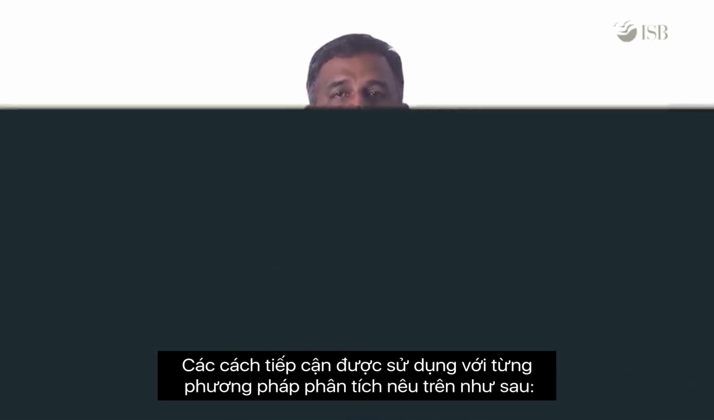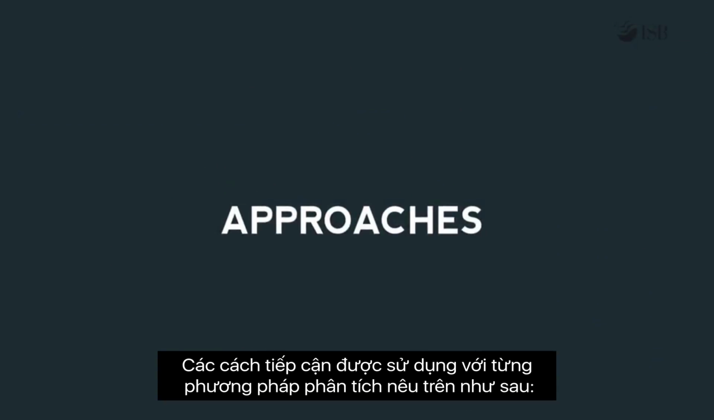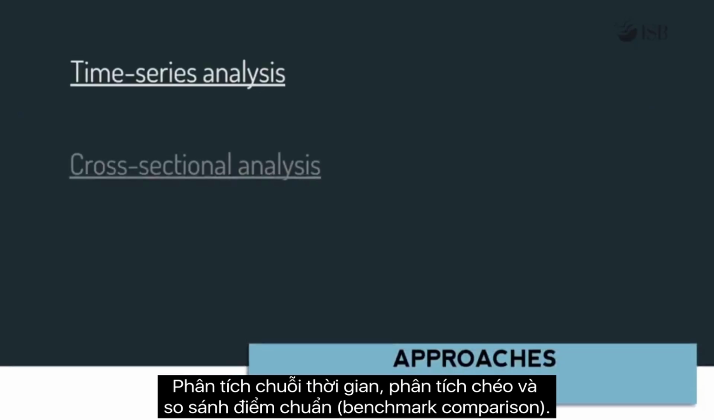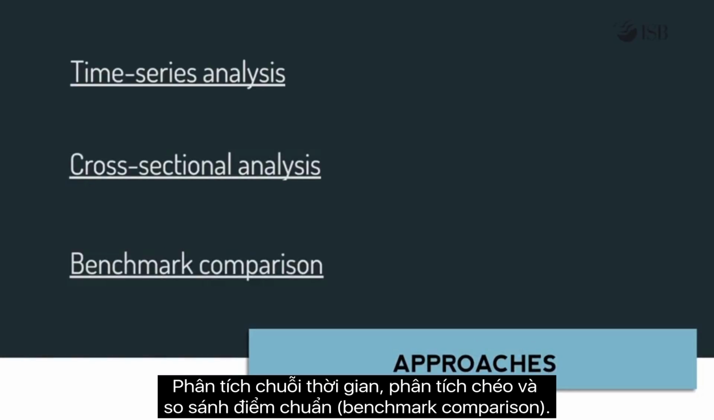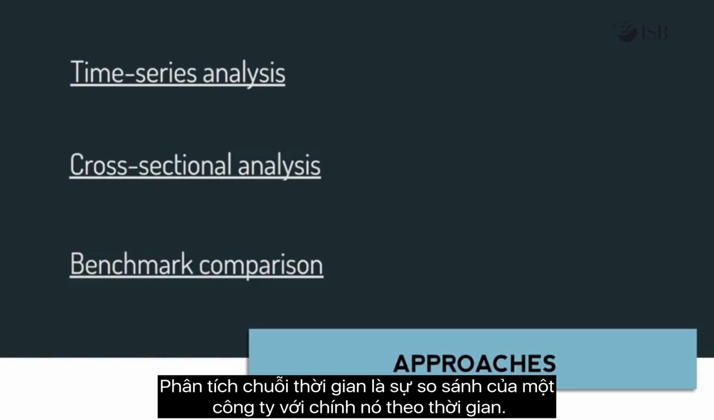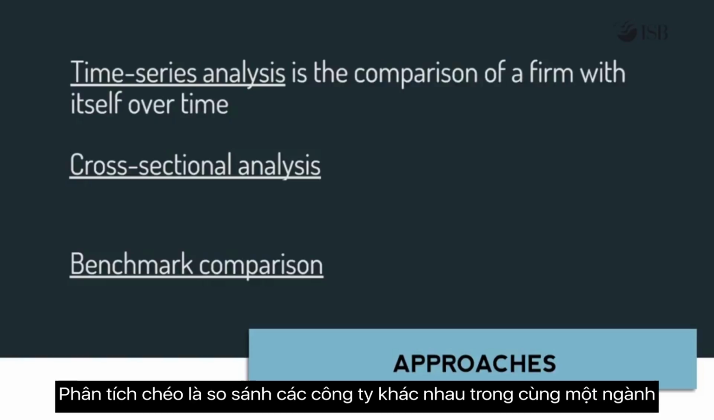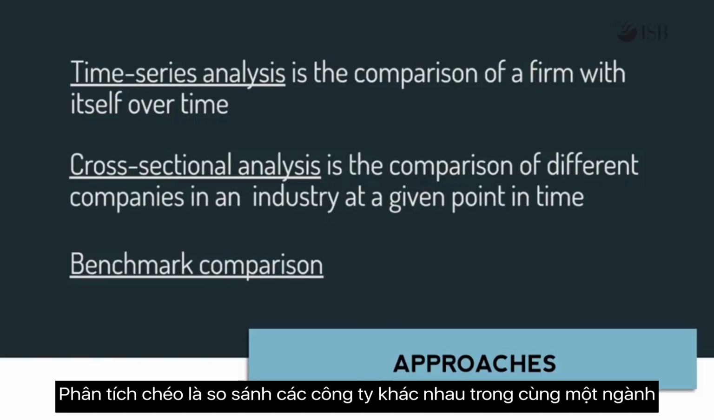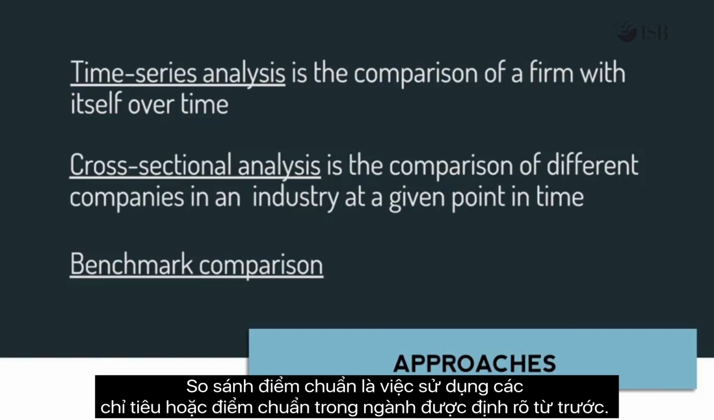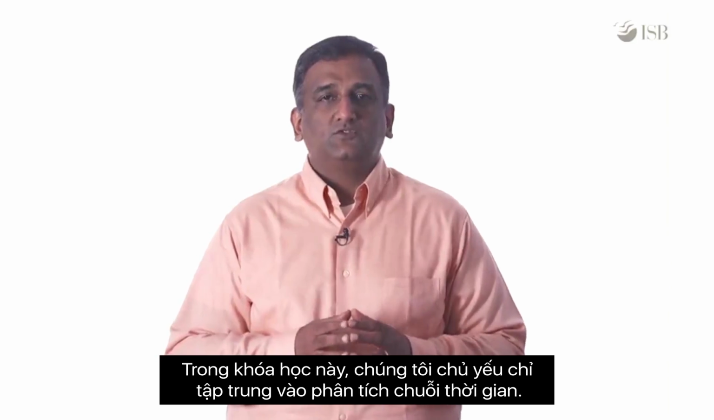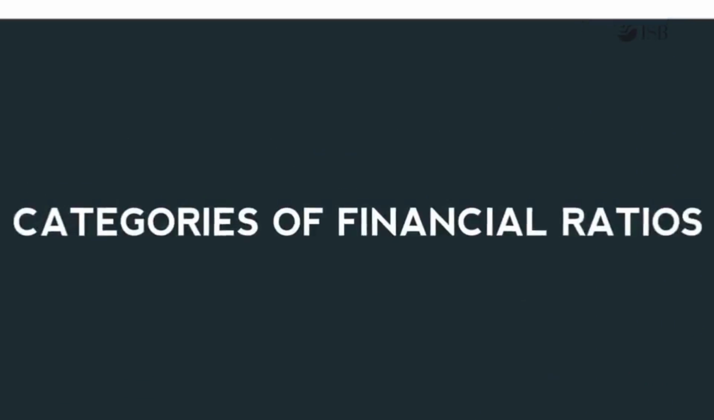The approaches used with each of these tools are as follows: time series analysis, cross-sectional analysis, and benchmark comparison. Time series analysis is the comparison of a firm with itself over time. Cross-sectional analysis is the comparison of different companies in an industry at a given point in time. Benchmark comparison is the use of pre-specified industry norms or benchmarks. In this course, we will mostly focus only on time series analysis.